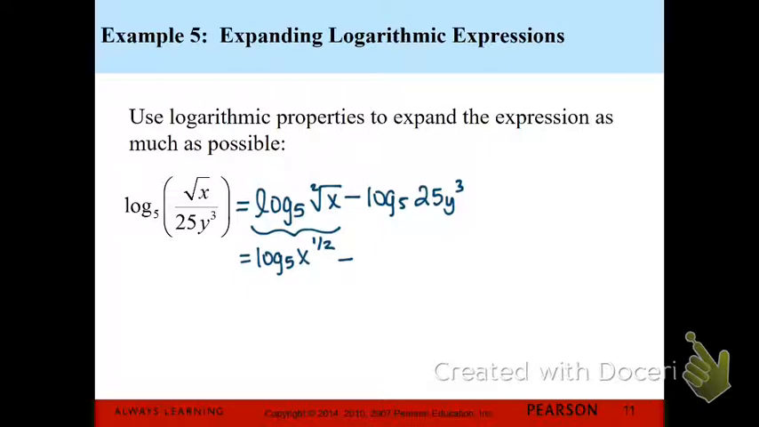All right, what about the second one there? What can we do? I can't move the 3 forward yet. Why? Because it's 25 times y cubed, isn't it? So the 25 doesn't have a cube. It's only on the y, so you've got to separate them. So if they're being multiplied there, how am I going to separate them? Add them. Now, that's all coming from the same thing, so we're going to have to do a big parenthesis to put it together. So you get log base 5 of the first plus log base 5 of the second part.